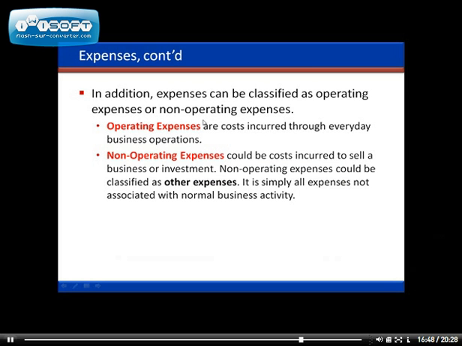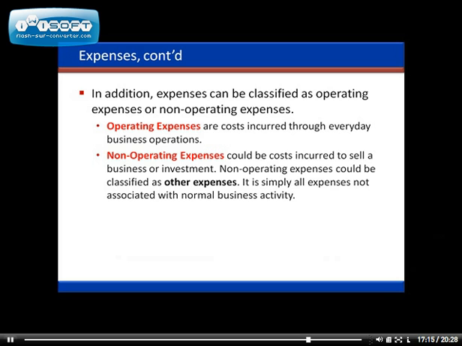In addition to that, expenses can be classified as operating expenses or non-operating expenses. And once again, operating expenses are expenses that are incurred from everyday business operations. Non-operating expenses are costs that are incurred to sell a business or an investment, or any expenses that are not associated with normal business activity.